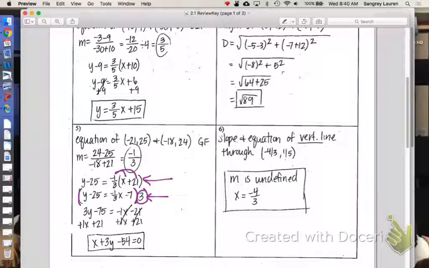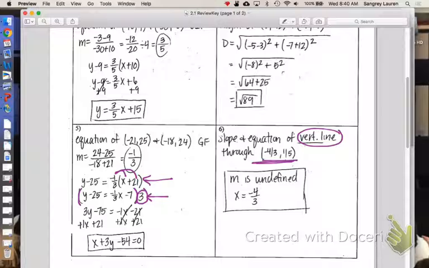Number 6 might have been a little confusing, but it's actually very simple. So if you have to find the slope and equation of a vertical line and they only give you 1 point, a vertical line has an undefined slope. Because it has an undefined slope and it's vertical, we know it's going through the x-axis. So it's just a matter of figuring out where on the x-axis this line is going through.